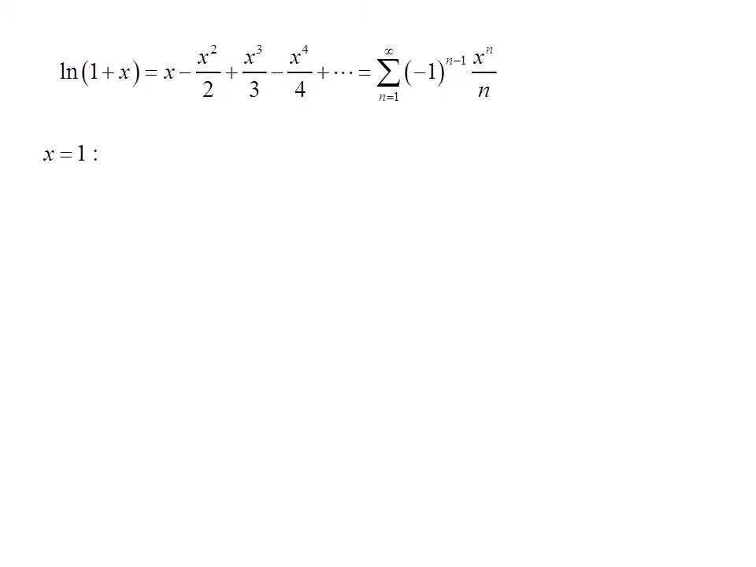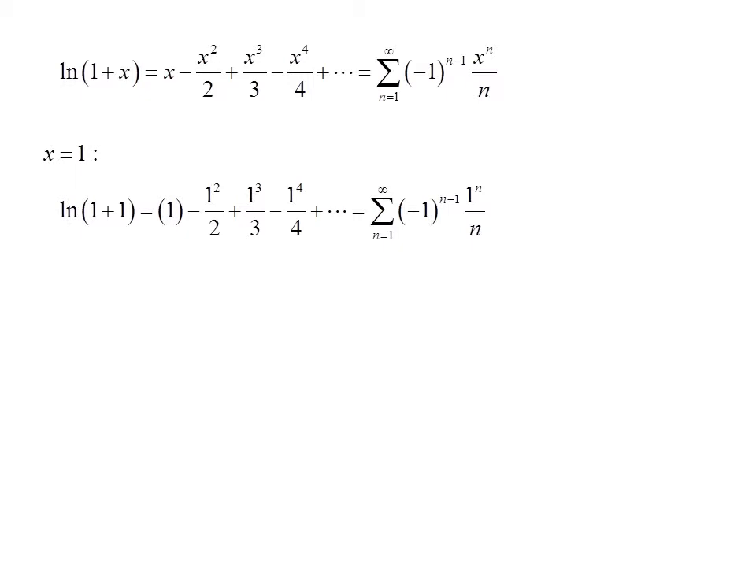If we try x equals 1, we get ln(1 plus 1) equals 1 minus 1 squared over 2 plus 1 cubed over 3 minus 1 to the fourth over 4, which is equal to the summation of n equals 1 to infinity, negative 1 to the n minus 1, 1 to the n over n, which simplifies to the natural log of 2 equals 1 minus 1 half plus 1/3 minus 1/4, which is equal to the summation from n equals 1 to infinity of negative 1 to the n minus 1 times 1 over n.